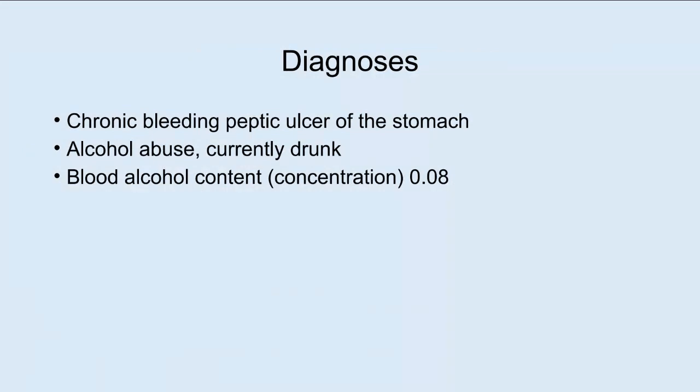That's a delay. I don't know why that happened. Okay, so let's start with the diagnoses. We've got chronic bleeding peptic ulcer of the stomach, alcohol abuse, currently drunk, and blood alcohol content, sometimes called concentration, 0.08. So this is where we're going to start.